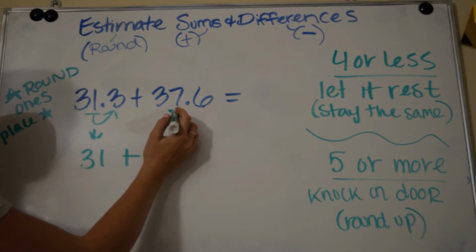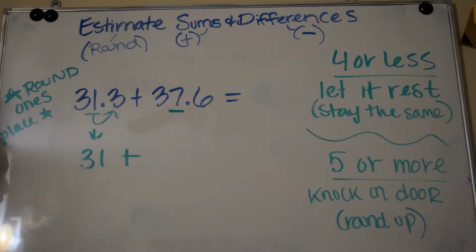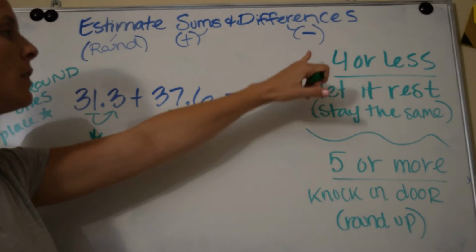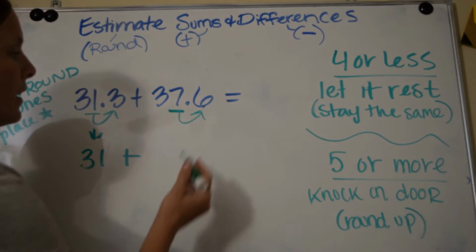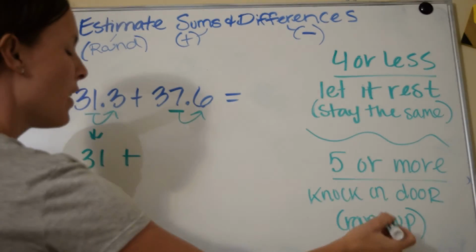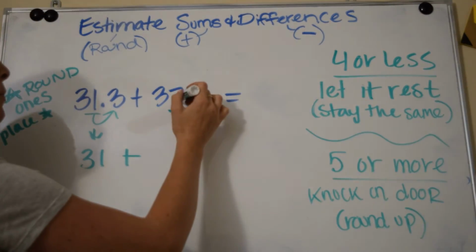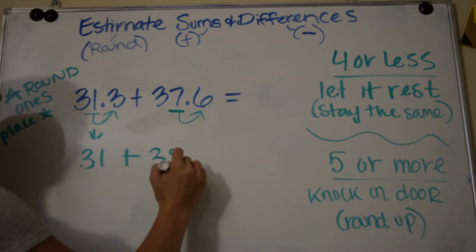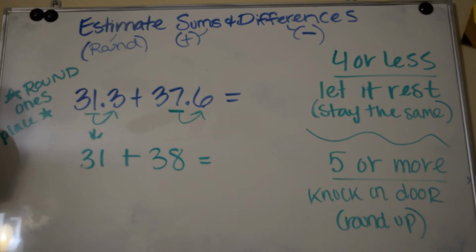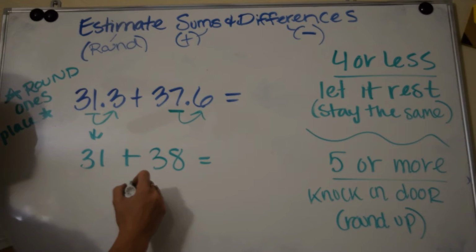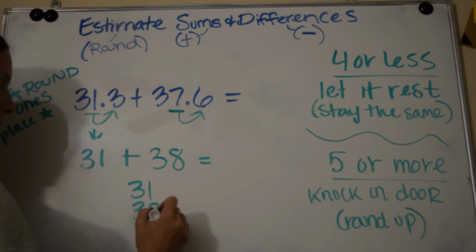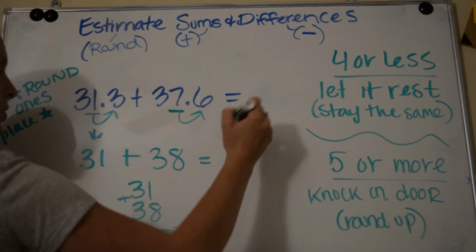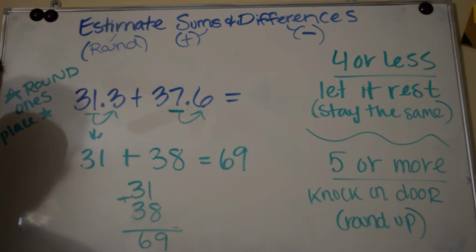37.6. The 7 is in the ones place because we need to round the ones place if we want to make a whole number. We look to the right. Is the 6 4 or less or 5 or more? It's definitely more than 5. So we knock on that door and we round the 7 up. 1 more than 7 is 8, so this becomes a 38. Now we can add 31 plus 38, and if you need to stack it, go ahead and do that. So we come out to 69. So our answer is 69, okay?